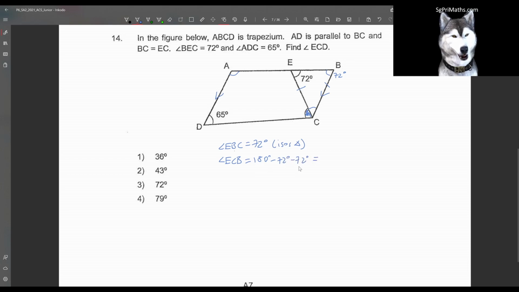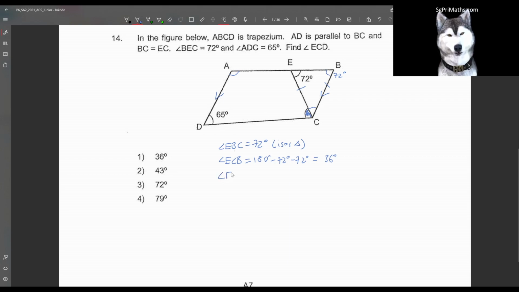So 180 minus 72 minus 72, this is 144. 180 minus 144 is 36 degrees. So this is 36 degrees here. So we have angles, remember, angles between the two parallel lines of a trapezium. This angle here and this angle is equal to 180 degrees. We know this, we can find this.